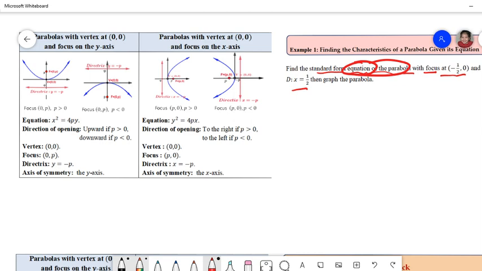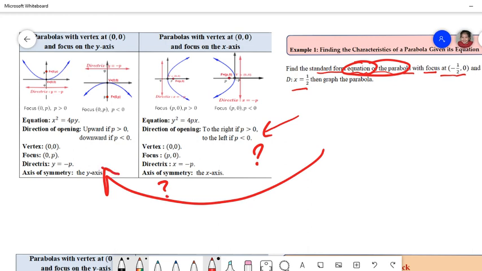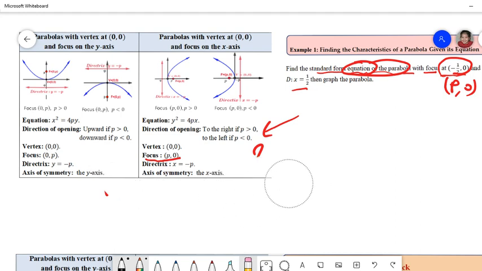Now the focus is at (-1/2, 0). Now which type is it first? Okay, this type or this type? The important points are here. This one here is the P0 type, so it should be this type. It will be just the parabolas. The focus will be on the x-axis, so it will open to the left or right because of this focus.